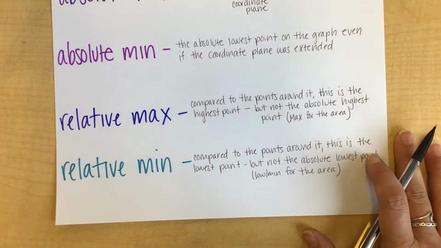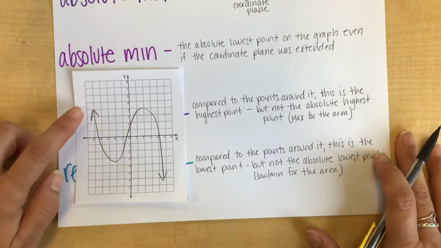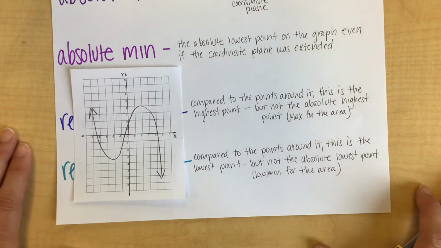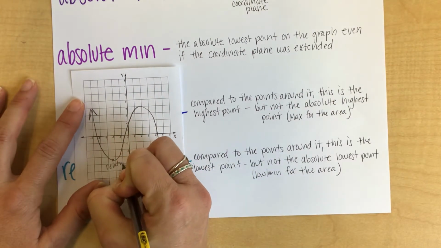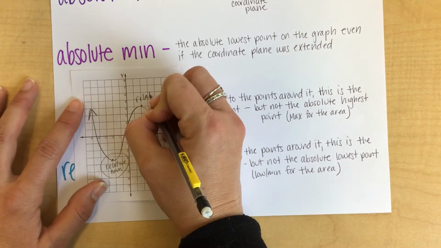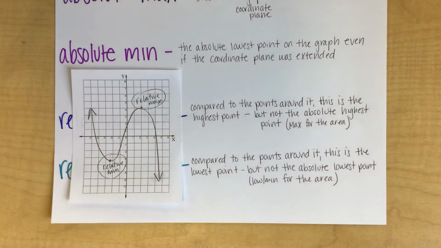Okay, another example. Again, if you look here, I'm looking at my arrows, my ends. One's going up, one's going down, so I can't have any absolute on this. So this would be my relative min right here, and this would be my relative max. Okay? All right.